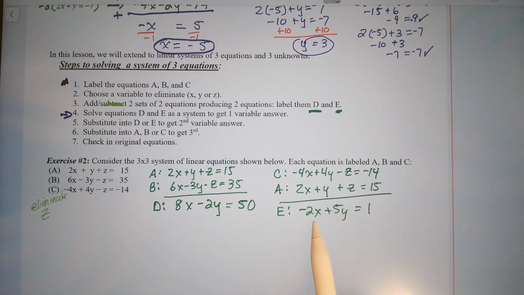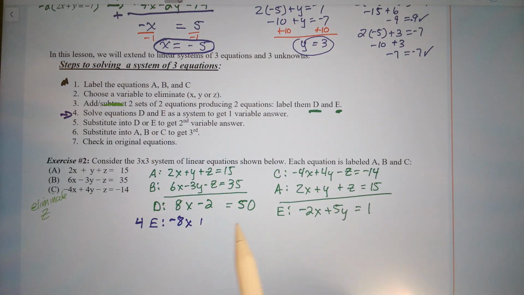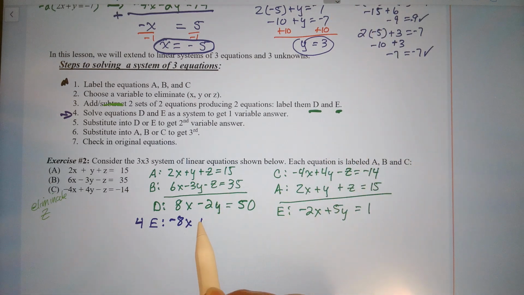So I'm going to eliminate the x's. So what I'm going to do is simply take E and multiply it by 4. So right underneath D, I'm going to say 4E. It tells me I'm multiplying E by 4. So 4 times negative 2x is negative 8x. 4 times 5y is 10y. No, that'd be 20y. Sorry about that. What did I lose here? Y. Okay. So 4 times positive 5y is positive 20y, and 4 times 1 is 4.